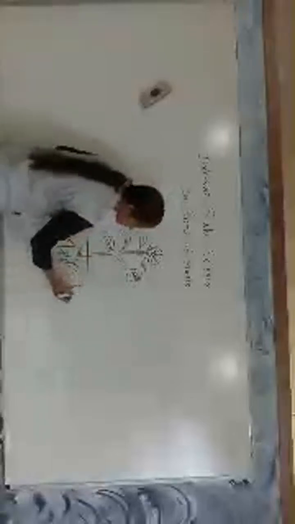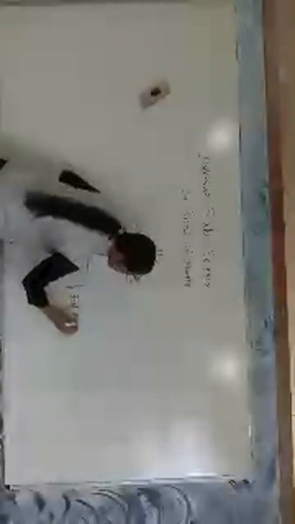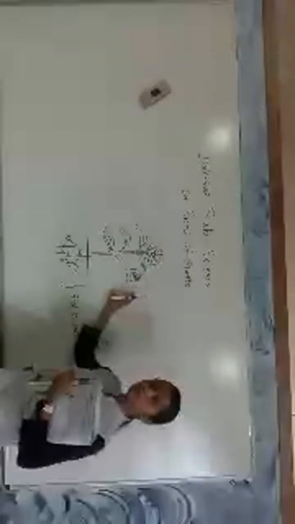The part of the plant which is under the ground is called root system, and the parts of the plant which are above the ground, above the soil, that is called shoot system.